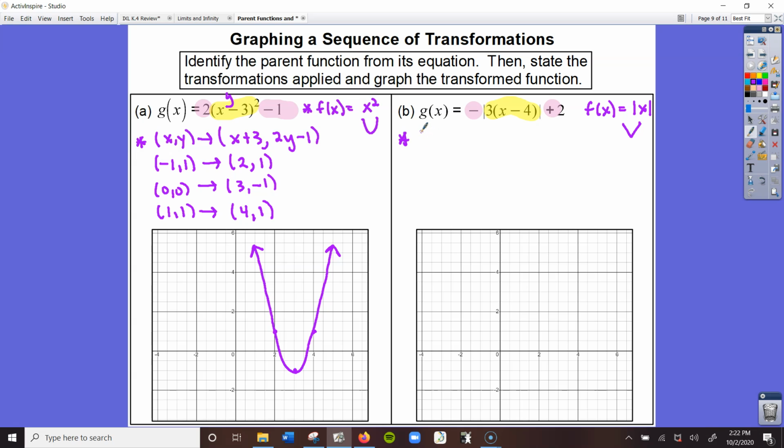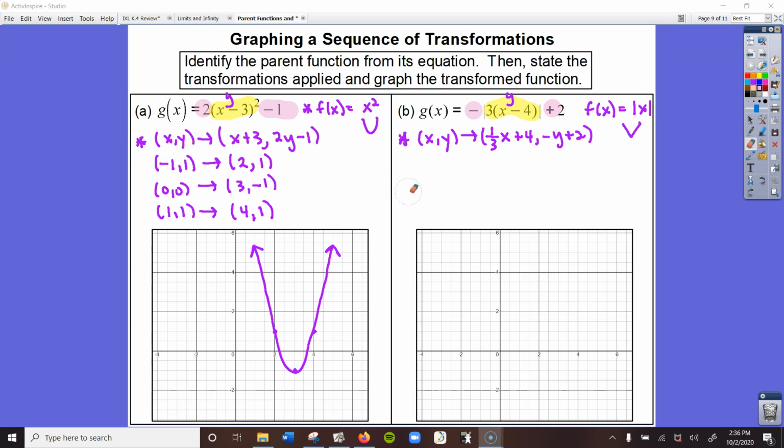So let's write out our rules here. We have (x, y). Remember, anything inside of the x's, you're going to do the opposite. So instead of multiplying 3, we're going to divide 3, x, and instead of minus 4, we would write plus 4. Now anything on the outside is affecting your y's, so this would be negative y plus 2.